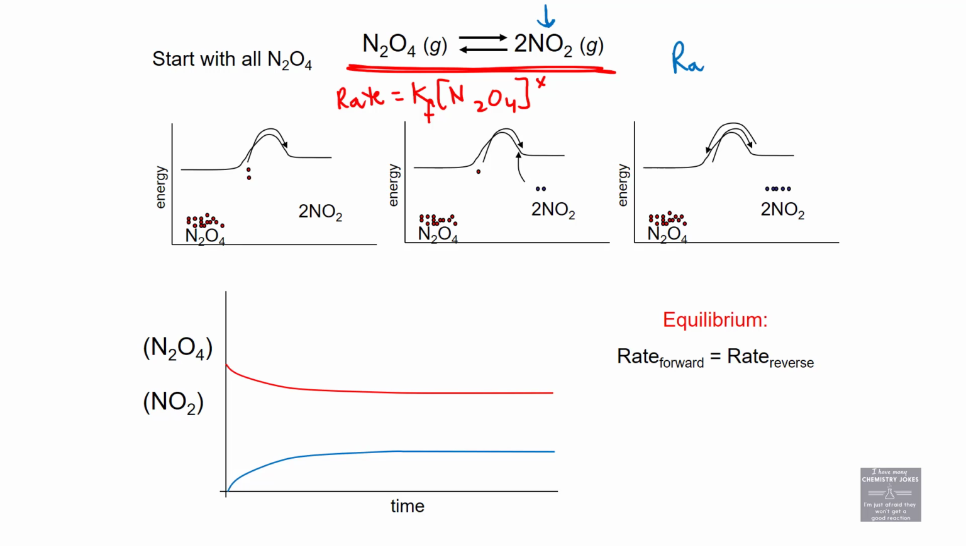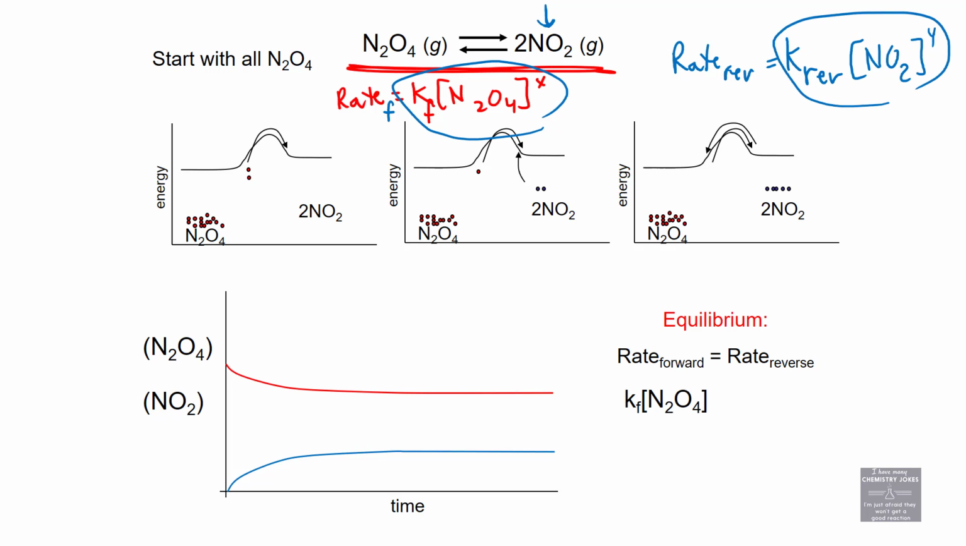So the rate of the reverse is equal to the rate constant of the reverse reaction times the concentration of the reactants of the reverse reaction raised to some power. I'm not going to put a power right there, although I'm about to. But if equilibrium is when the rate of the forward is equal to the rate of the reverse, I can set these two things equal to each other, like so. Rate of the forward is equal to the rate of the reverse.